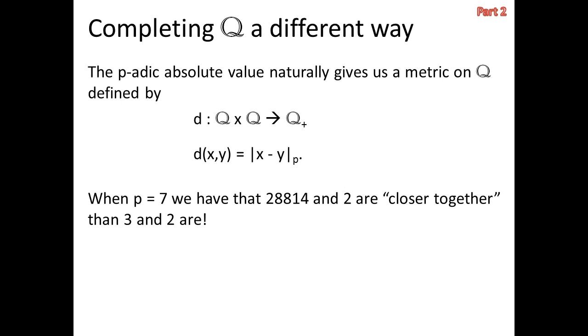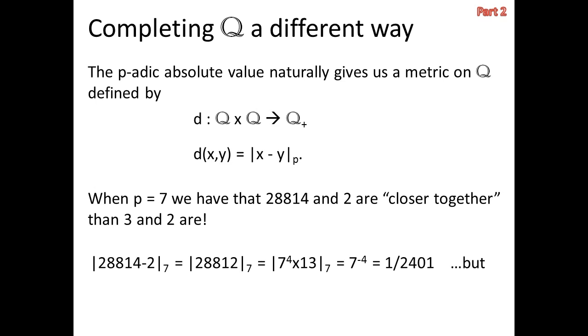So for example, when p equals 7, we have that 28,814 and 2 are closer together than 3 and 2 are. So ordinarily we'd think that these two numbers are far apart, and 3 and 2 are only 1 apart. But let's have a look at what happens.